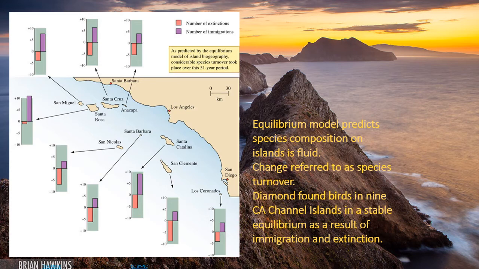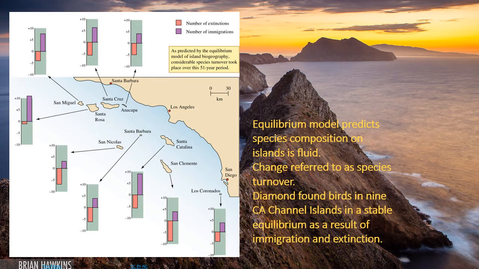So, Jared Diamond actually looked at this on the California Channel Islands, and he compared the actual species composition on different islands that were surveyed in 1968 to a survey that was done 50 years earlier. And he was able to see that even though the number of species for most of the islands stayed fairly constant, you could see that they had several species go locally extinct.